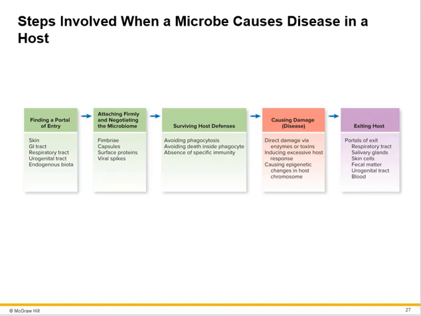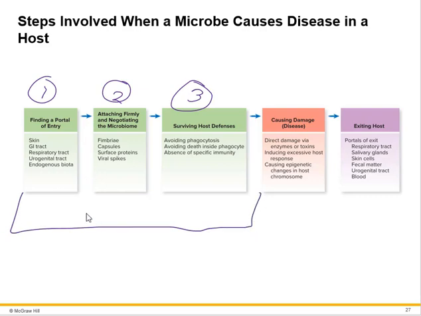So the steps involved when a microbe causes disease in a host. This is kind of an overview of the whole process, starting with step 1, where you find the right portal of entry, and 2, where you attach firmly and negotiate the microbiome, and then 3, surviving host defenses. So these things are how they become established.